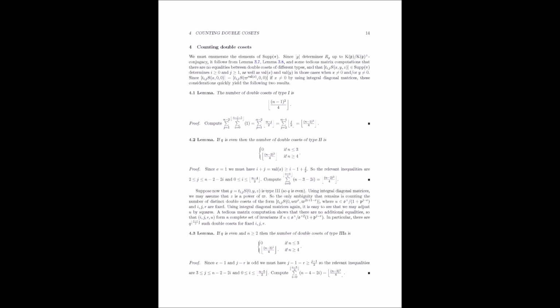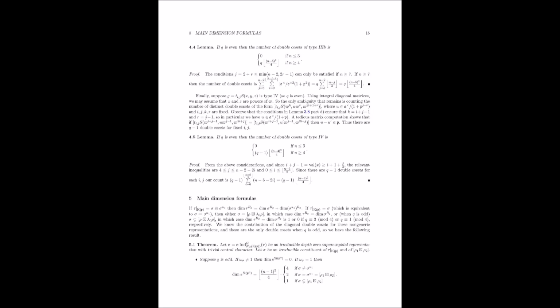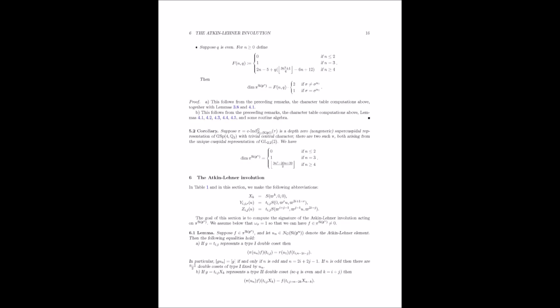Let's do it. So, to calculate the signature, we need to understand how the Atkin-Lehner involution acts on each double coset in the support. Right. And then we need to determine the trace of the corresponding operator on the space restricted to RG. Exactly. Okay, so those traces hold the key to unlocking the signature. They do. How does Cohen approach this challenge?